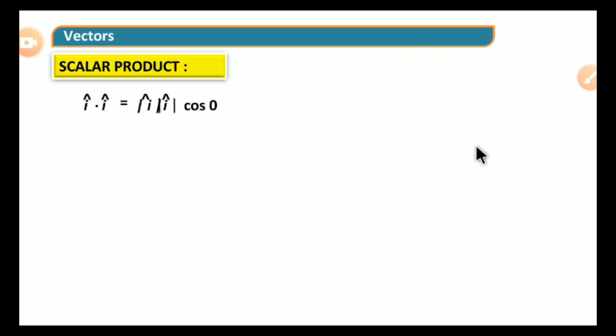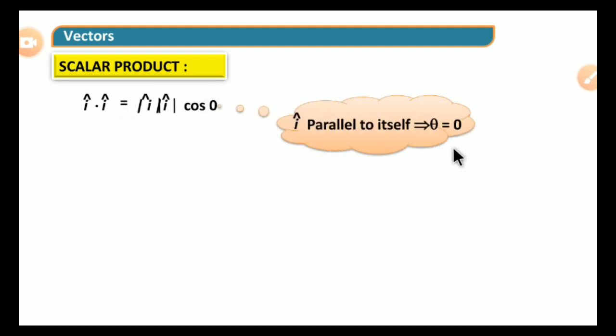So here we will discuss some more points about scalar product, students. Here i dot i, where i is the unit vector along the x-axis. So here we can consider the dot product of the same unit vector. By the definition of scalar product we can write magnitude of i cap into magnitude of i cap into cos 0, because theta is 0, since i is parallel to itself. Now we can take it as magnitude of i cap squared, and cos 0 becomes 1.